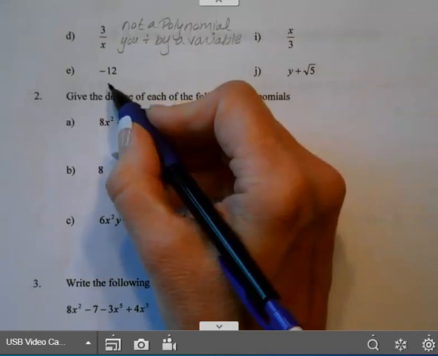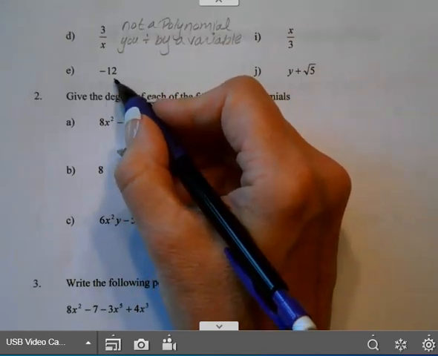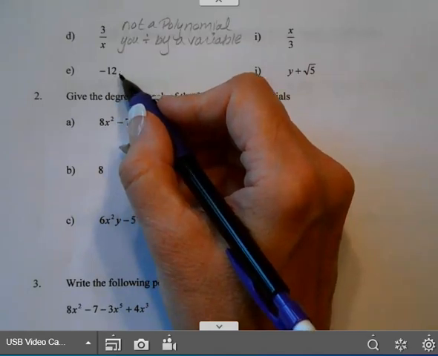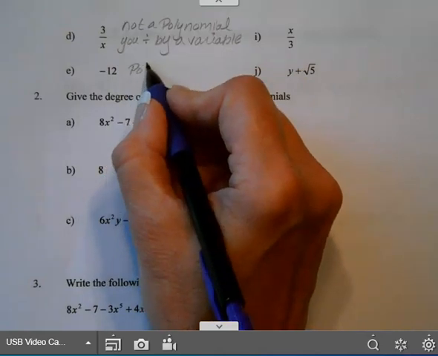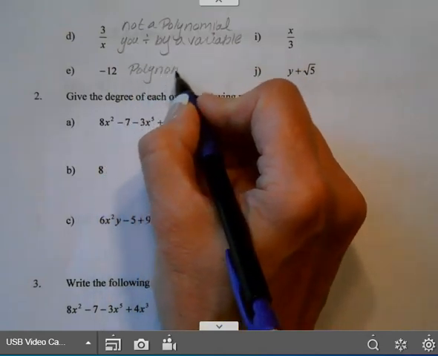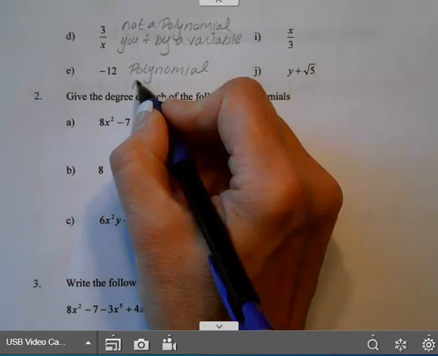On E, negative 12. That's just a number, and I can have negative numbers. I just can't have a variable that has an exponent that's negative. So this is a polynomial. And there's one term, so it's a monomial.